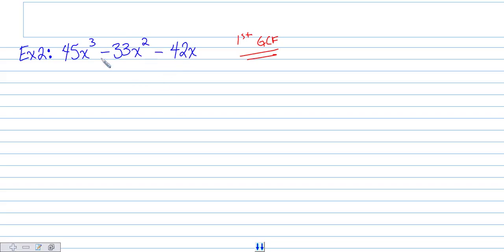The indicator here, you want to look at 33, because that only has a couple of factors. 1 and 33, and 11 and 3. So, will 11 go into 45 or 42? Absolutely not. 44 is the closest number that it would go to those. So then that must mean 3 goes into it, or nothing goes into it.